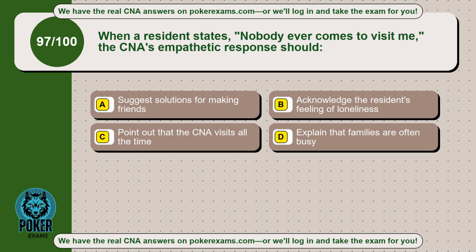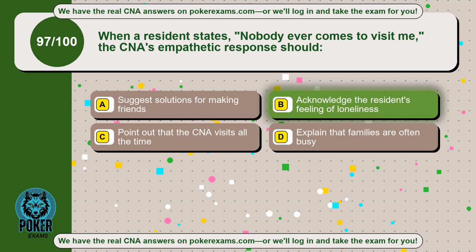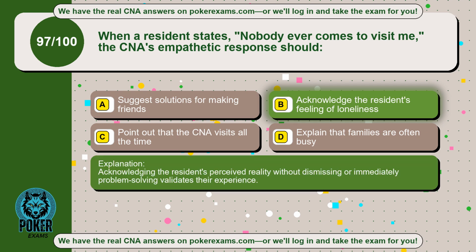Question 97. When a resident states, "Nobody ever comes to visit me," the CNA's empathetic response should: Option A, suggest solutions for making friends. Option B, acknowledge the resident's feeling of loneliness. Option C, point out that the CNA visits all the time. Option D, explain that families are often busy. The correct answer is option B. Acknowledge the resident's feeling of loneliness. Acknowledging the resident's perceived reality without dismissing or immediately problem-solving validates their experience.